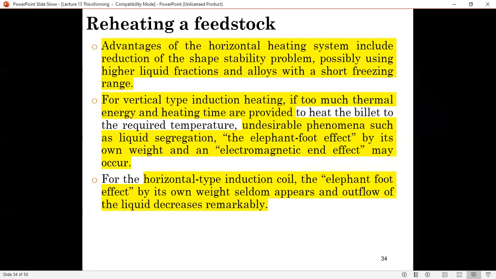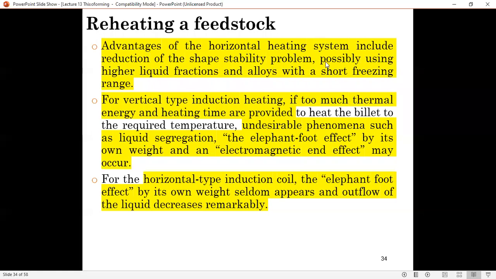If you do it in vertical form, sometimes the billet will deform itself, and the bottom of the billet becomes bigger compared to the top. You don't want that to happen. If you do it horizontally, you can solve that particular problem.